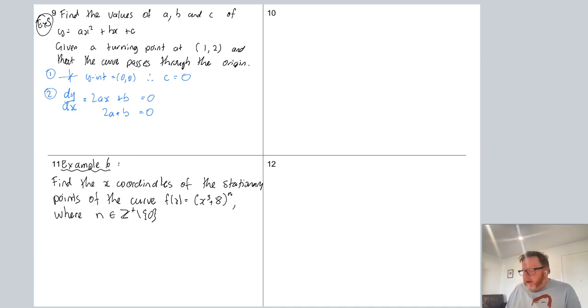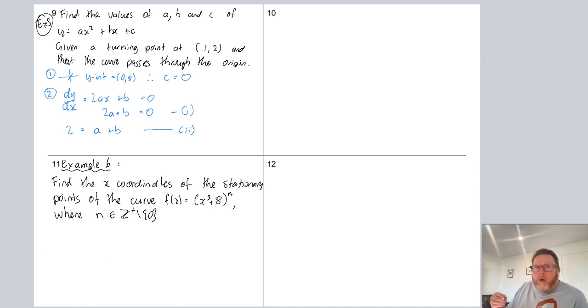Okay, using that fact that the turning point is at 1, 2, there is an equation. We also know that the y coordinate of the turning point, 2, must be equal to ax squared plus bx plus c, where x equals 1. So we're going to have a times 1 squared plus b times 1 plus c, which we know is 0. So we've got 2 is equal to a plus b, and that is a second equation. 2 equations, 2 unknowns, we can solve that.